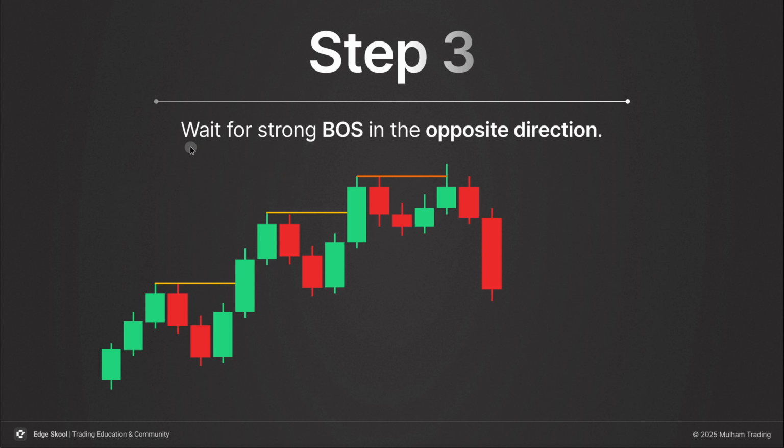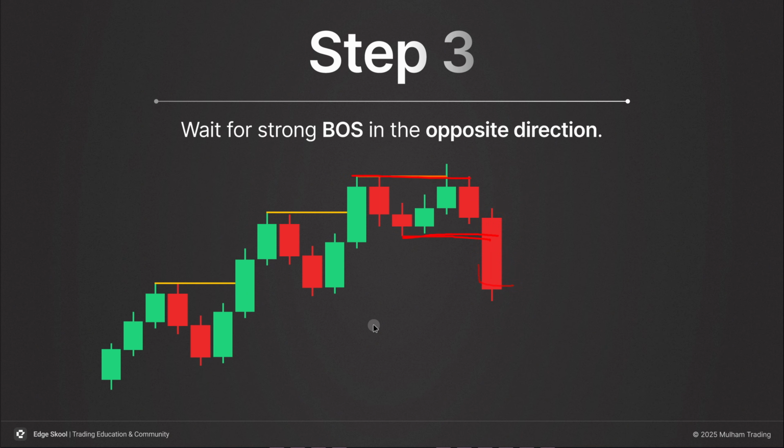Step 3 is waiting for a strong breakout structure in the opposite direction. That means we want to see strength in the opposite direction. So here we have weakness. Now here we have strength. We actually close below this aggressively with a strong candle, displacement below. Now we have weakness and strength.